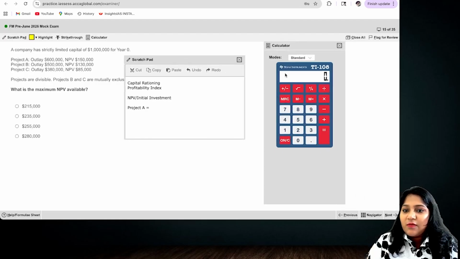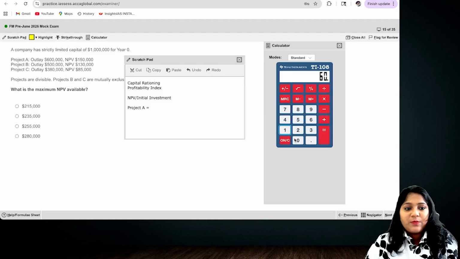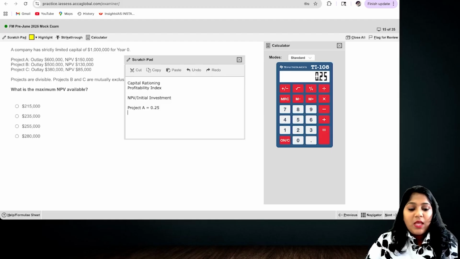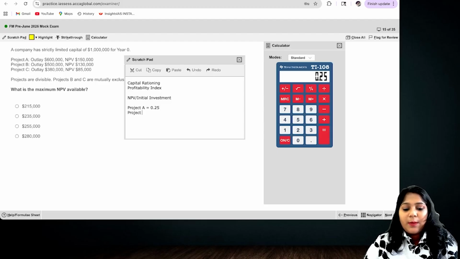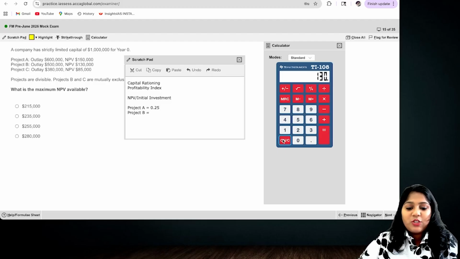So what is the NPV that you're getting? NPV of $150,000 divided by initial investment of 600? Your profitability index is 0.25 here. And then project B. Once again, take the same values. $130,000 divided by initial investment is 500. It has a profitability index of how much? 0.26 now.